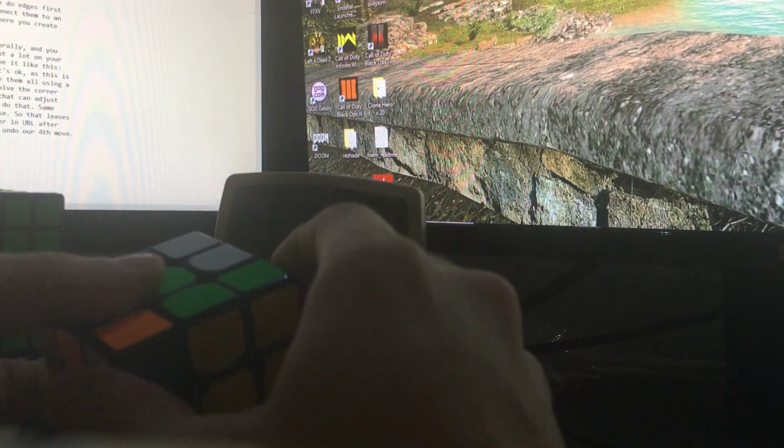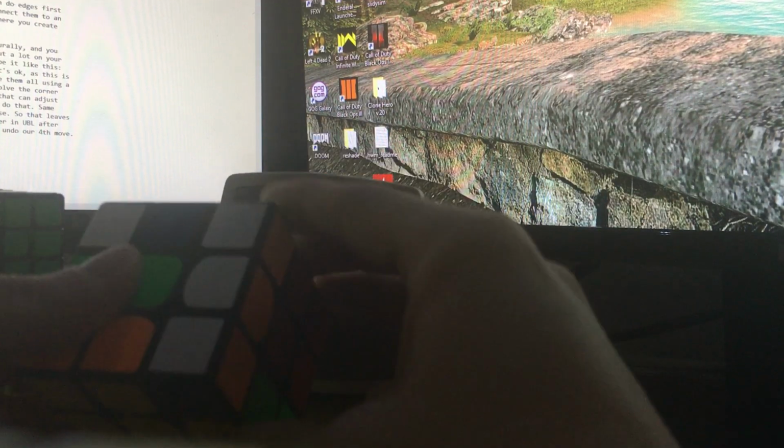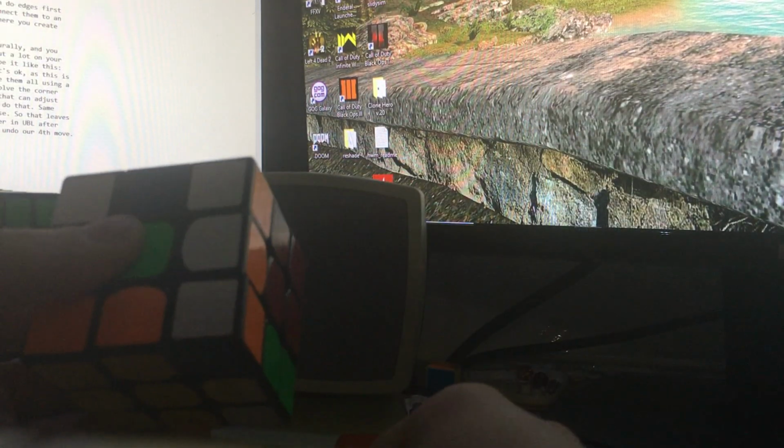So we can just, because we know UBL goes to FDR, move this over, which then moves it from LDF to FDR. Now we can undo our first setup and undo our second setup. And that is the form of a commutator: A, B, A prime, B prime. So in this case, our A was R U2 R prime, our B was D, R U2 R prime is A prime, and D prime is B prime.